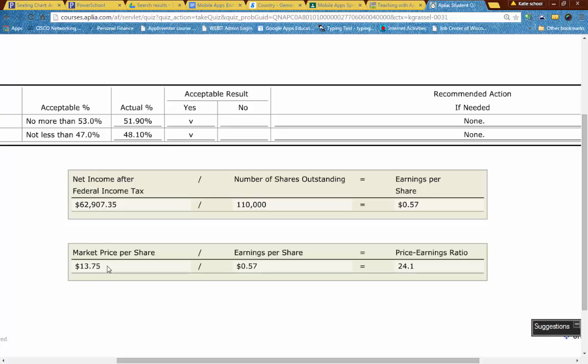Your price-earnings ratio is going to be what your investors are going to look at and whether or not they want to buy your share of stock. Does that sound good? I told you two was much shorter than one.